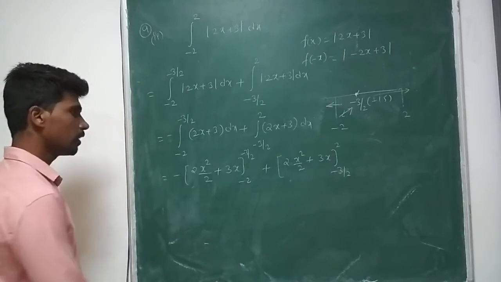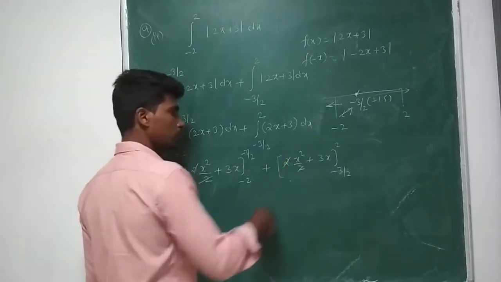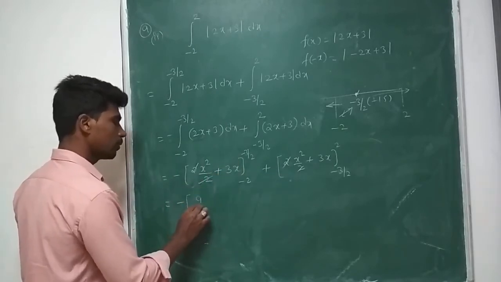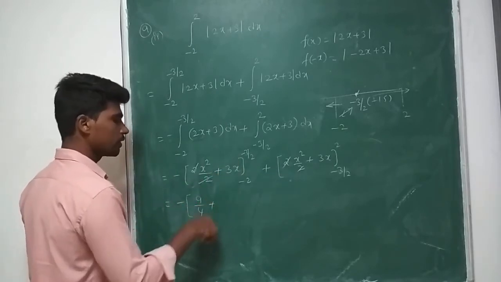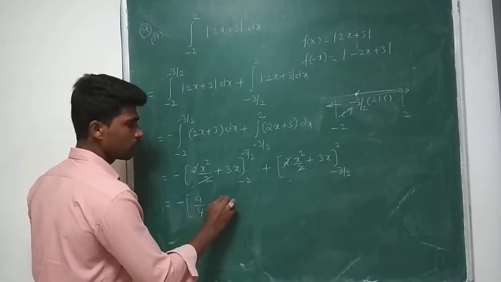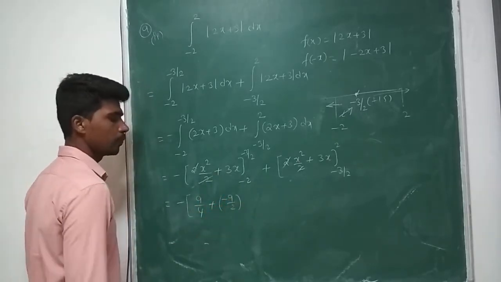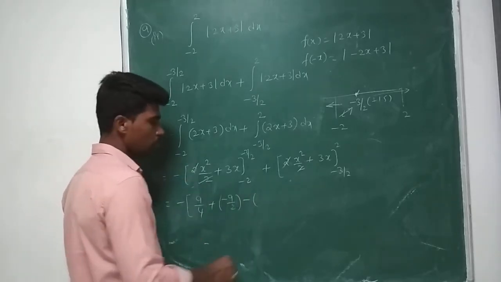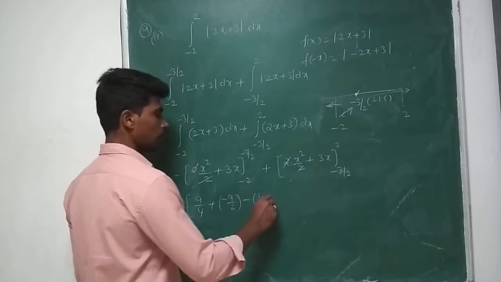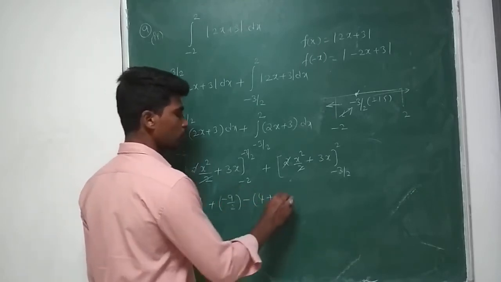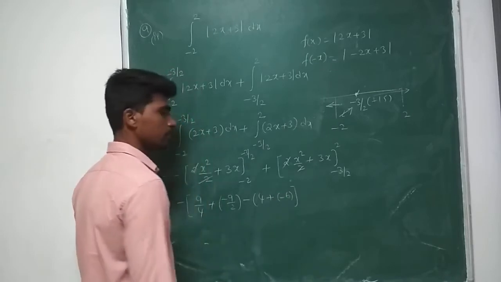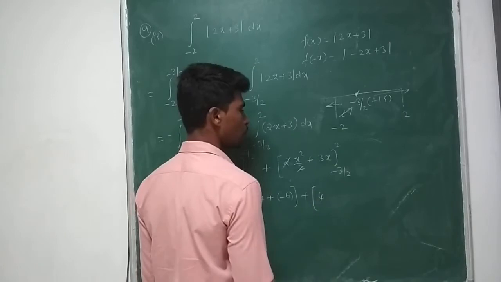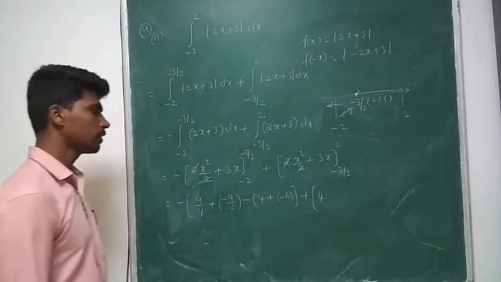So now apply the limits. Here we can cancel the 2 and 2. So now apply minus 3 by 2 whole square, which is nothing but 9 by 4, plus 3 into minus 3 by 2, which is minus 9 by 2, minus of, substitute minus 2: minus 2 whole square is 4, plus 3 into minus 2, which is minus 6, plus 2 square, I get 4.